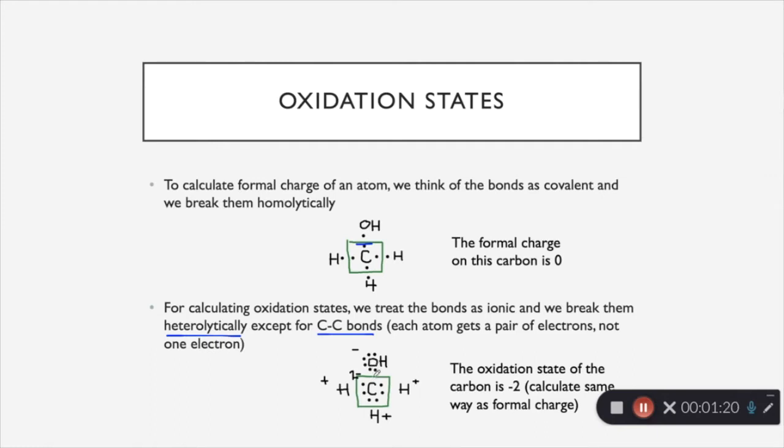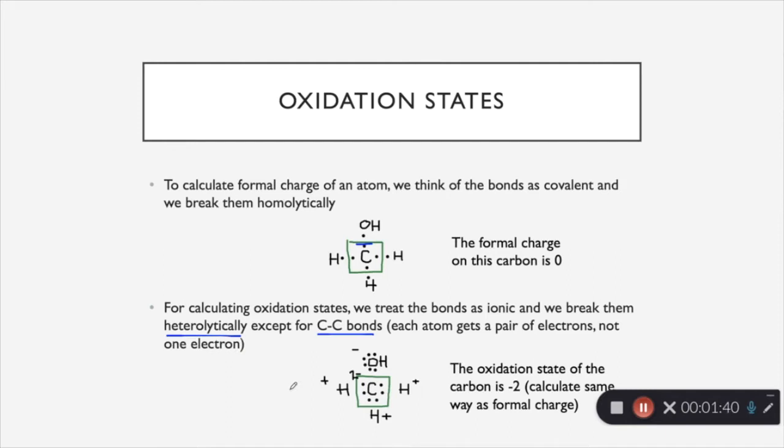And so when we are looking at the oxidation state, we are going to say that oxygen is going to get both of these electrons because it wants them more than the carbon. But when we're looking at the carbon-hydrogen bonds, carbon is more electronegative compared to hydrogen, so it is going to get both of the electrons from the bond.